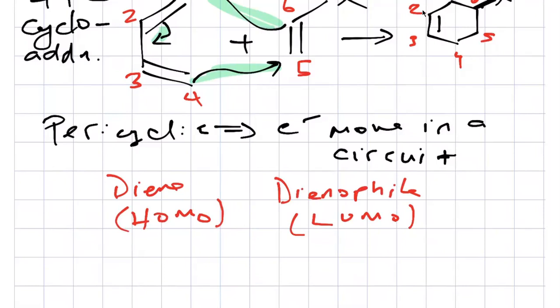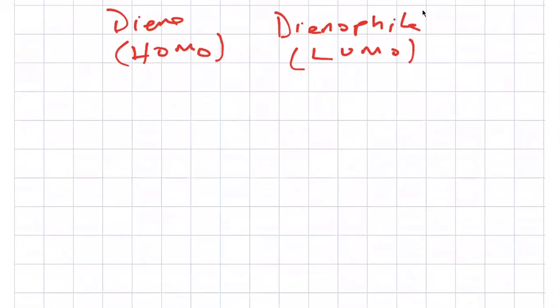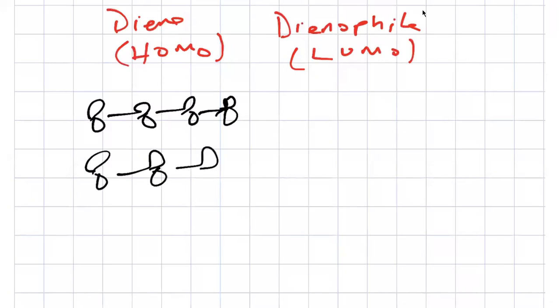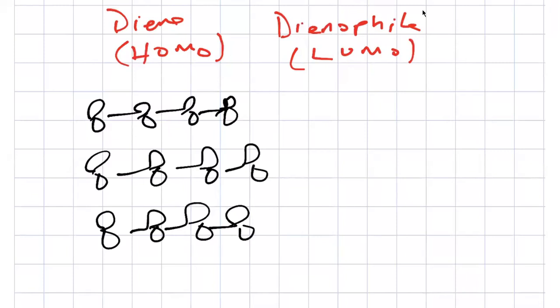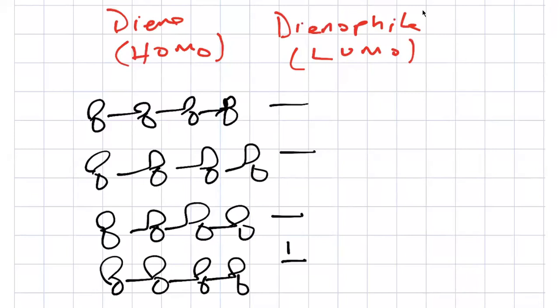Well, for the HOMO of the diene, I can draw out the whole system just so we don't have to worry about going back. The diene is a 4-pi system, so it's going to have 4 molecular orbitals. And you don't have to write them all out. You can probably just write out the HOMO, right? It's got 4 pi electrons, 2 here, 2 here. So you can already see that this is going to be my HOMO.